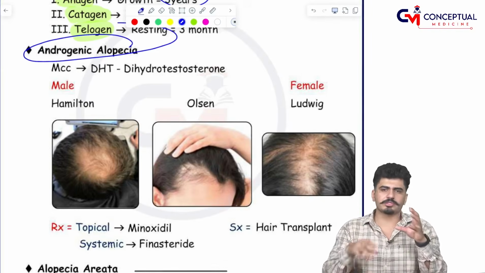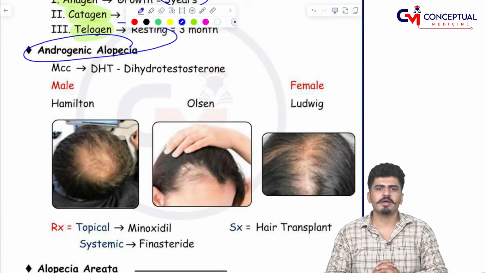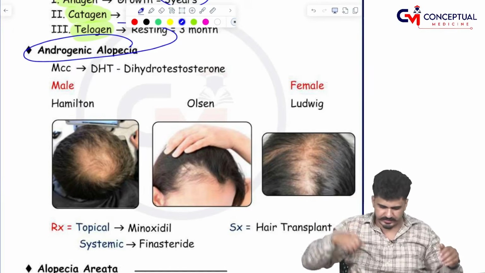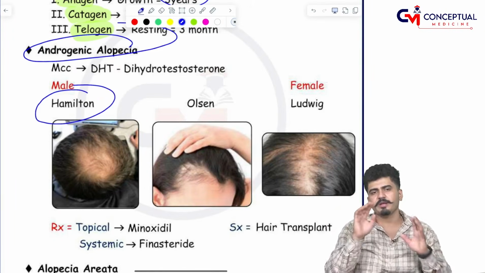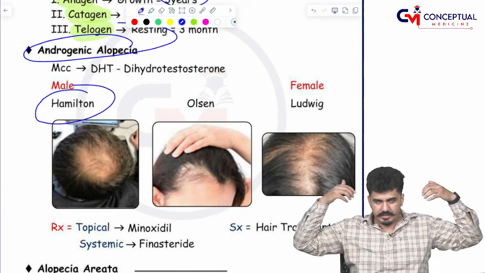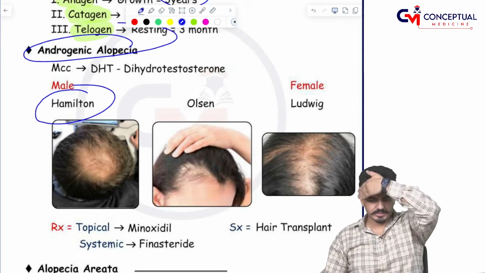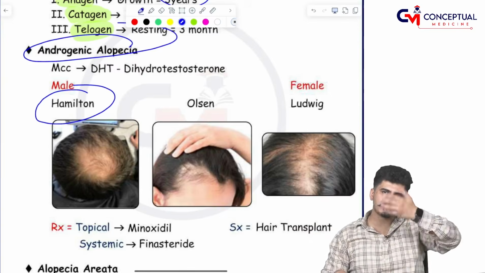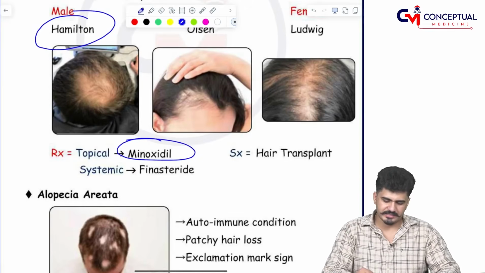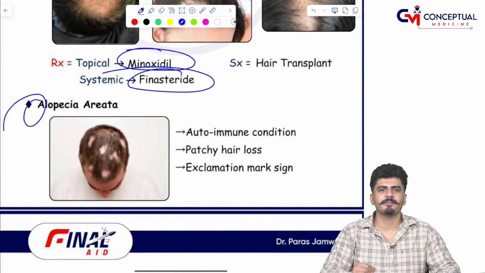Now androgenic alopecia is because of faulty testosterone. Your normal testosterone is converted into 5-dihydrotestosterone with the help of 5-alpha reductase. Because of that, in males the pattern is called the Hamilton pattern, and in females two patterns are there. One is Ludwig, from the center parting, and second is Olsen, from the sides. So these are the patterns by which females lose their hair. Topical treatment is minoxidil and systemic is finasteride.